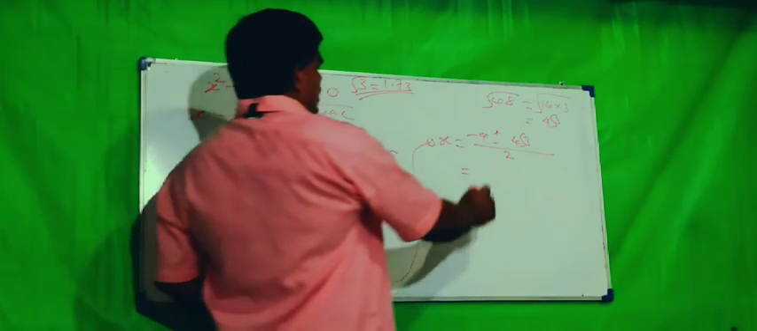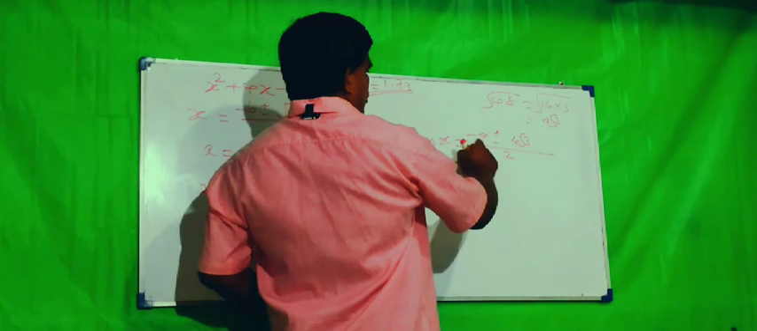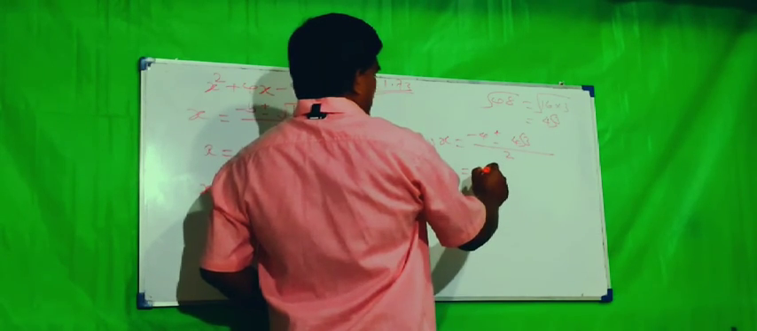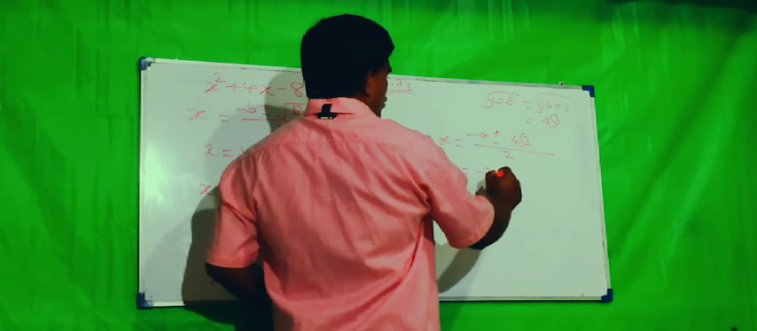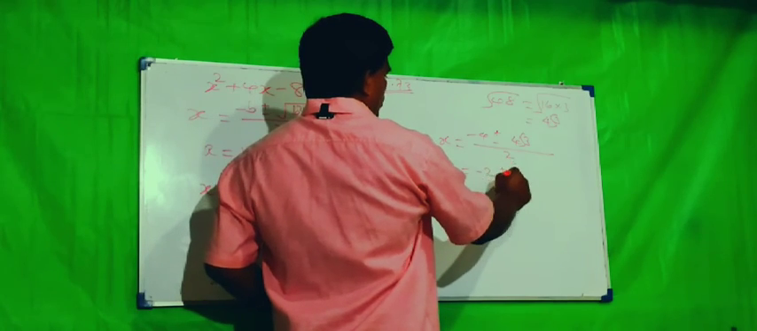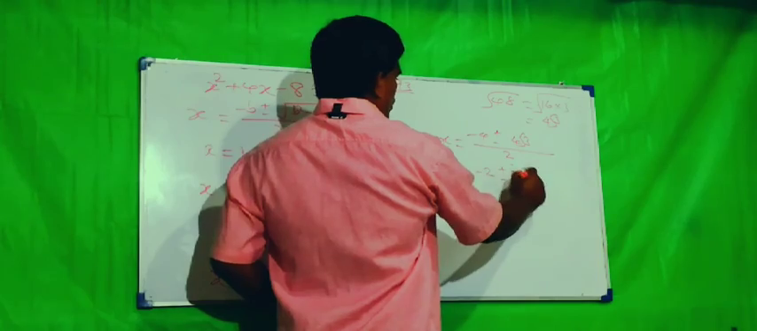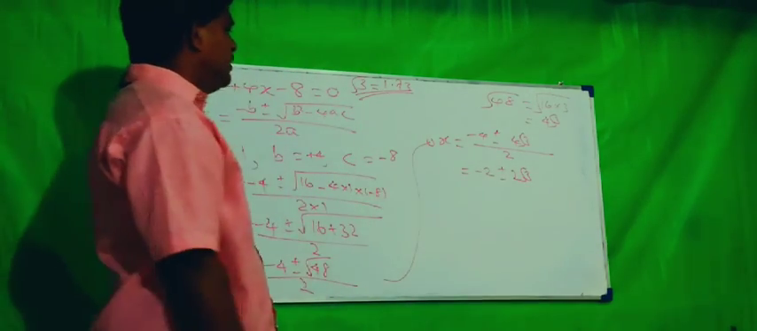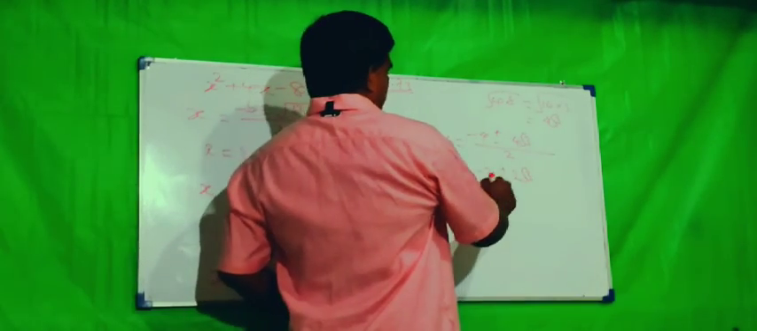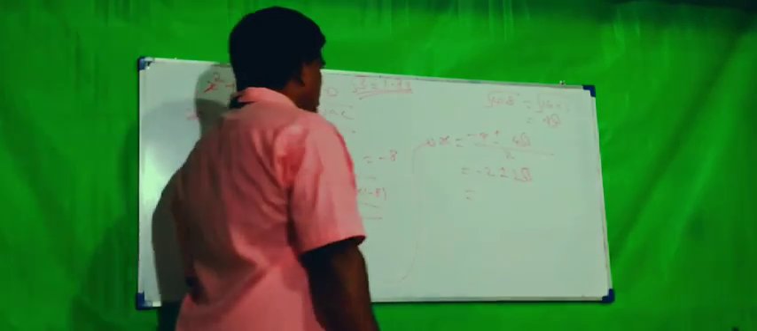And then in the numerator there are two terms. Those can be divided by 2. Then the new step is obtained as minus 4 divided by 2, which is minus 2, plus or minus 4 root 3 divided by 2, which is 2 root 3. Now in this new step, root 3 is raised.